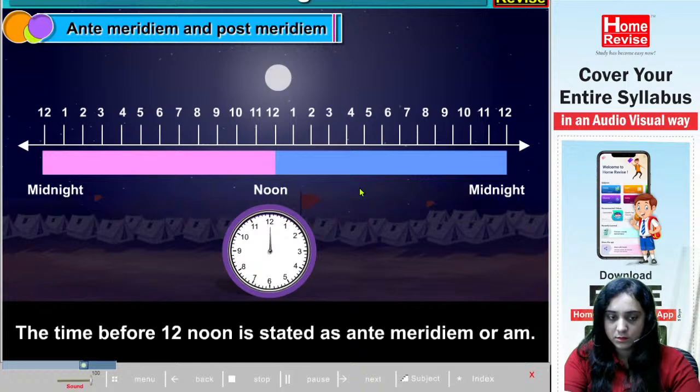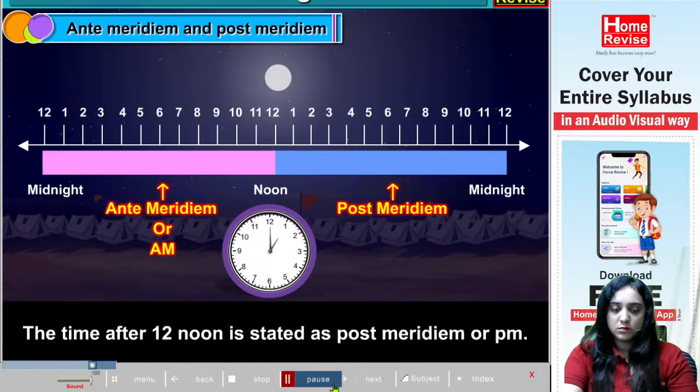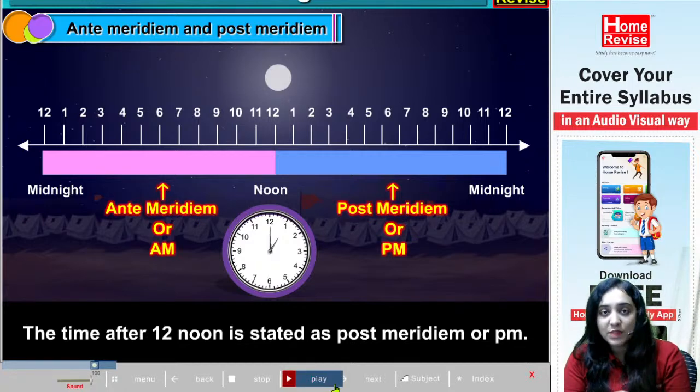The time before 12 noon is stated as ante meridiem or AM. The time after 12 noon is stated as post meridiem or PM. Now this is something very important to understand.